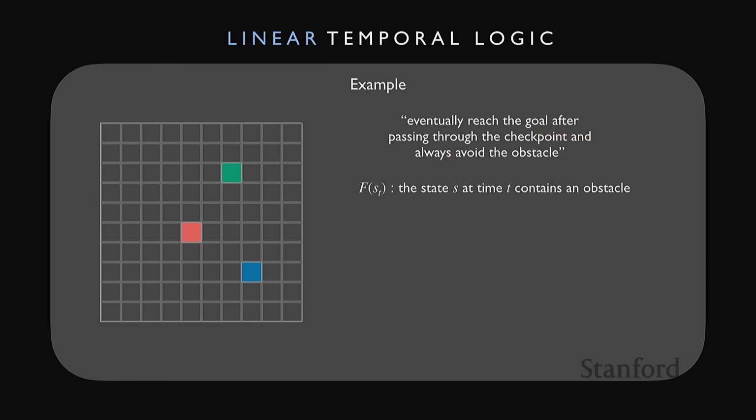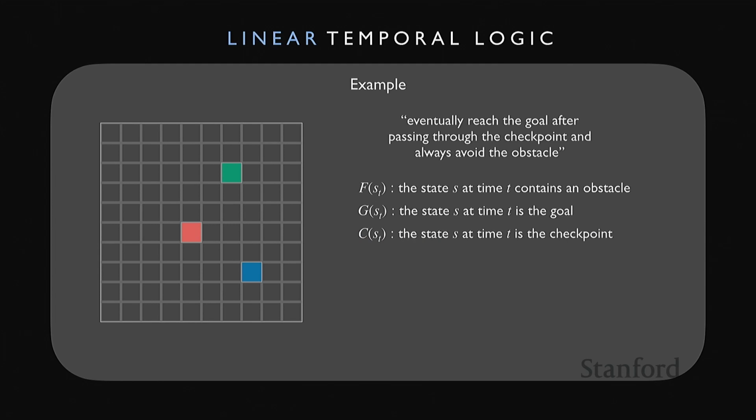So we're going to define some predicates here. I previously called this O, now I'm calling it F, so sorry about that. F of S of T will tell us that the state at time T contains the obstacle. So what I was previously calling O of X. G of S of T says that the state at time T is the goal. And then C of S of T says that the state at time T is the checkpoint.